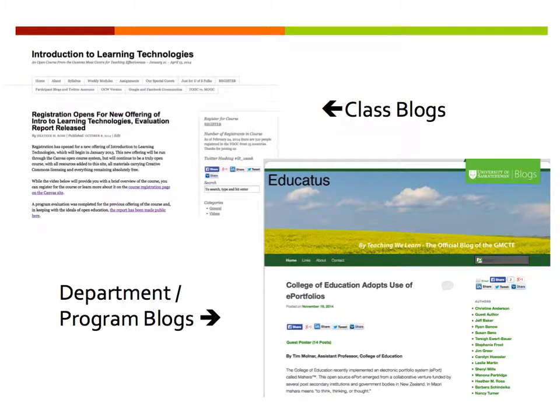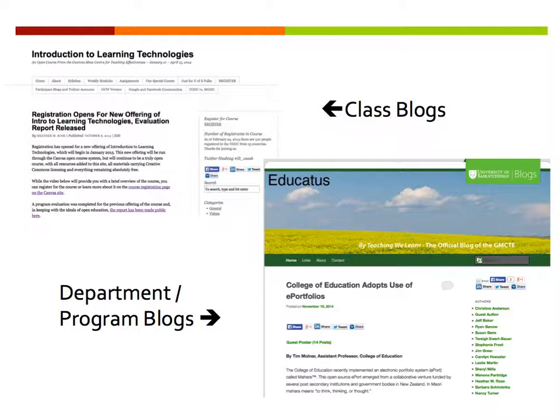So blogs, in terms of education, might be a class blog or a department or program blog. The one at the top is the blog that was used for Introduction to Learning Technologies during the first year that the Guatemala Center offered it. And it was built on WordPress. And the lower blog is actually the blog from the Guatemala Center, where we use that to share ideas and resources and information with educators, regardless of whether they're at our institution or not.